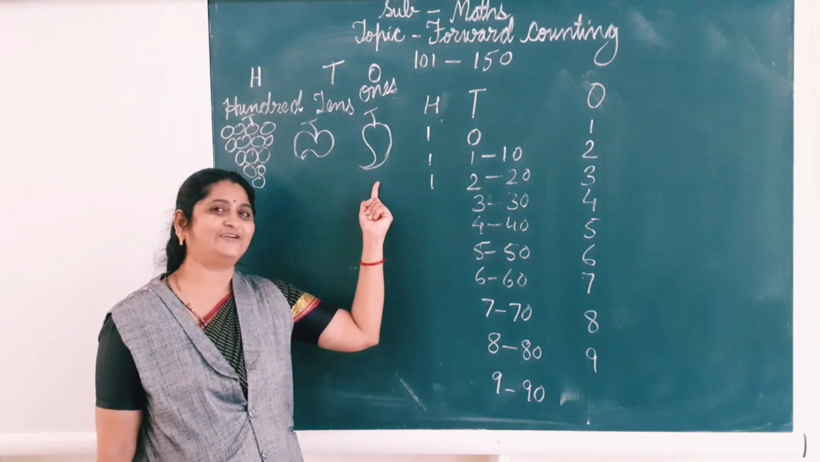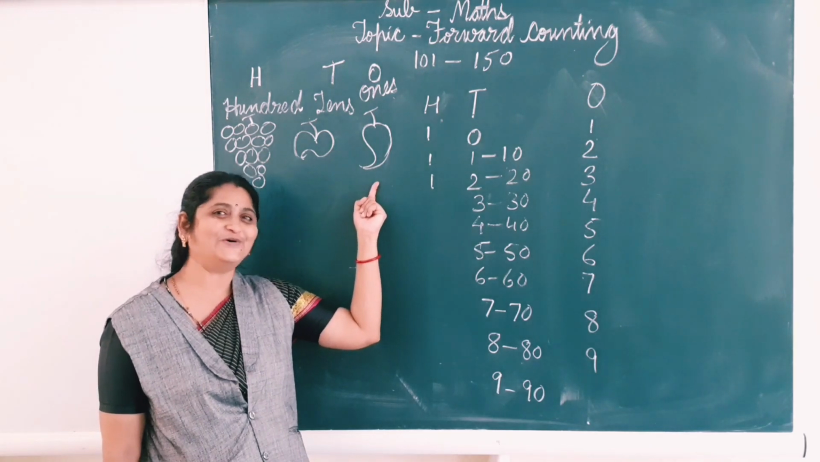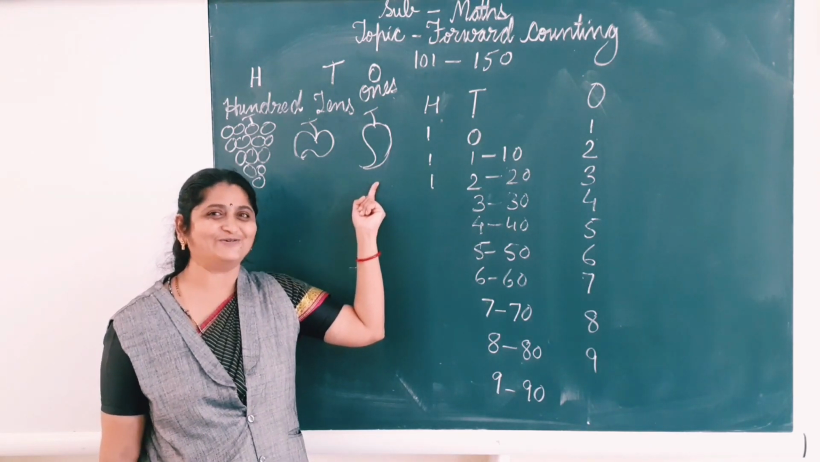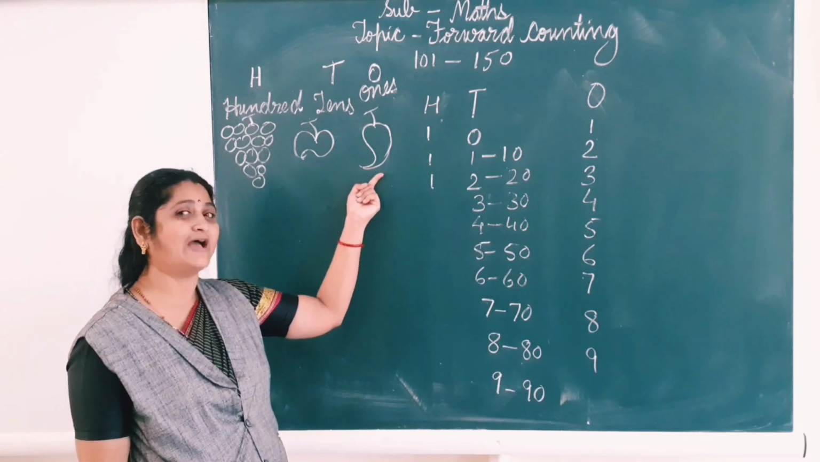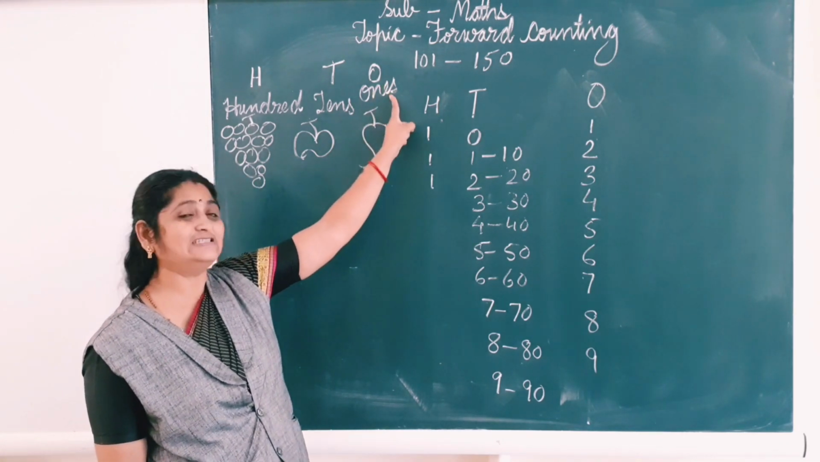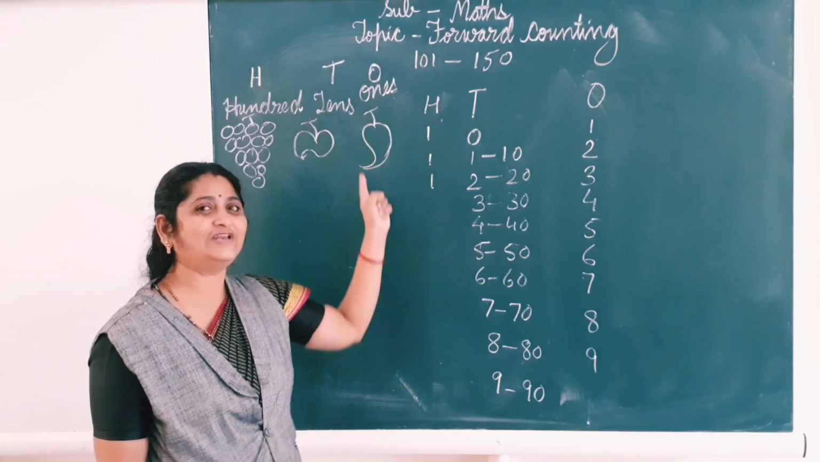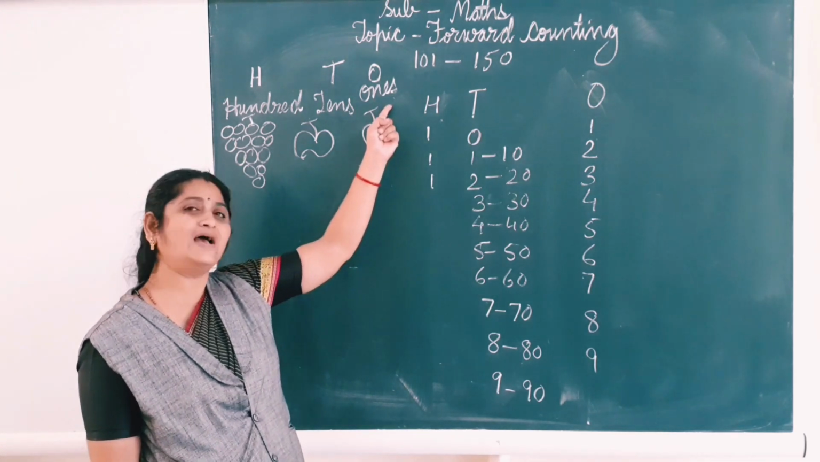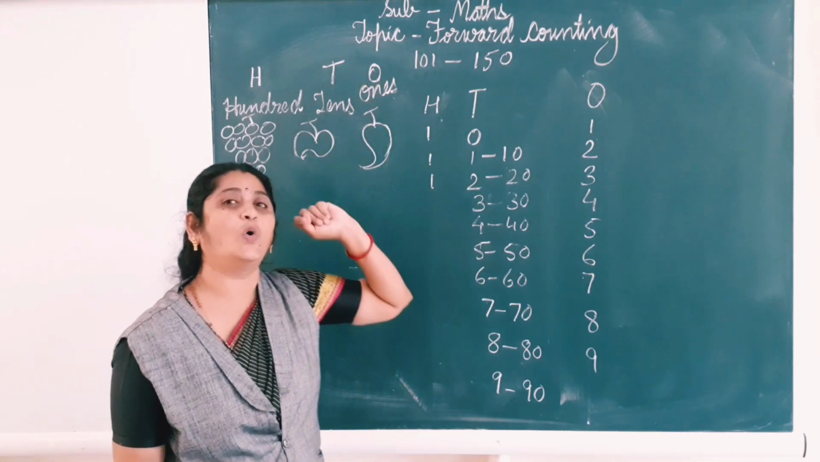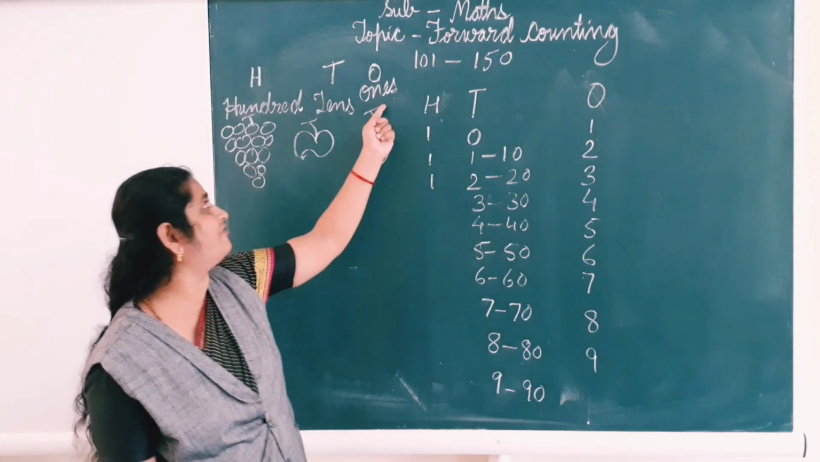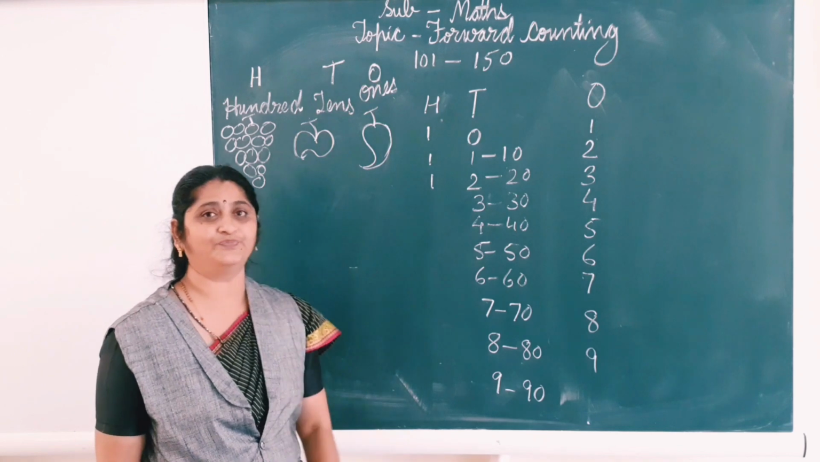Here, the next fruit is mango. I know you all love eating mangoes, isn't it? Now, we will call this mango ones. The new name for mango is ones, and the short form for ones is O.